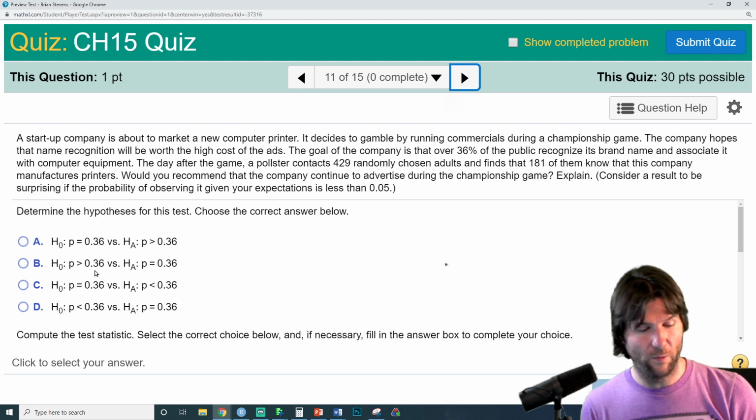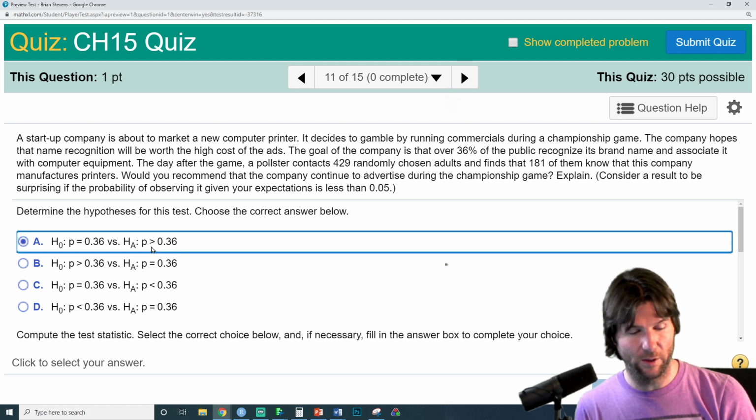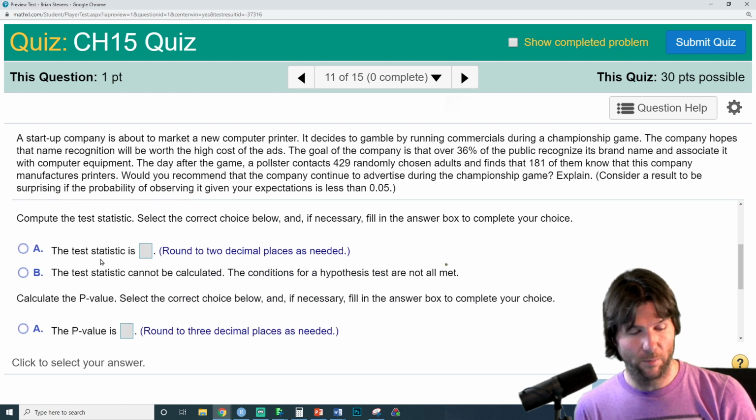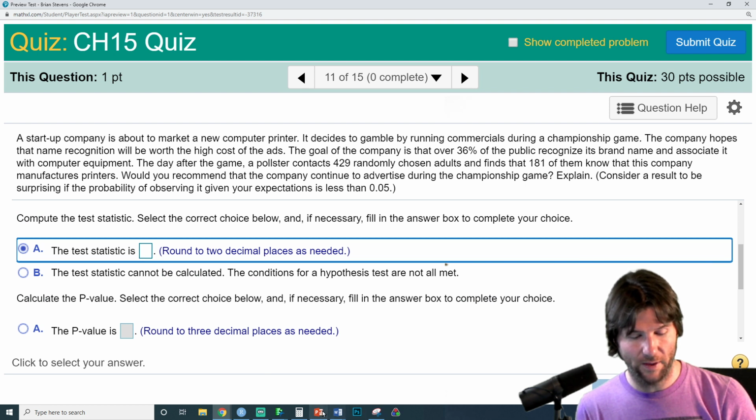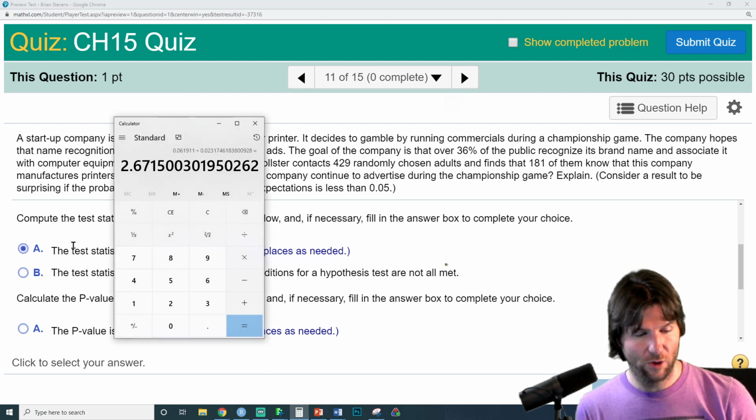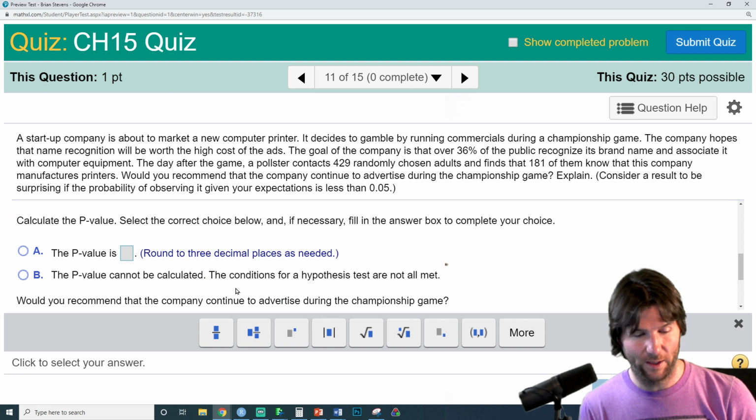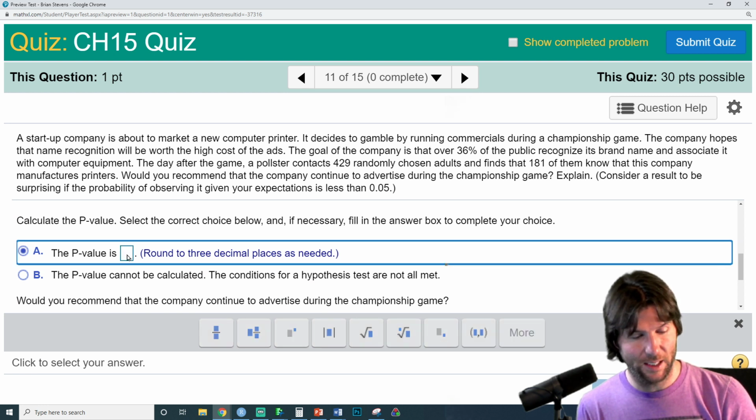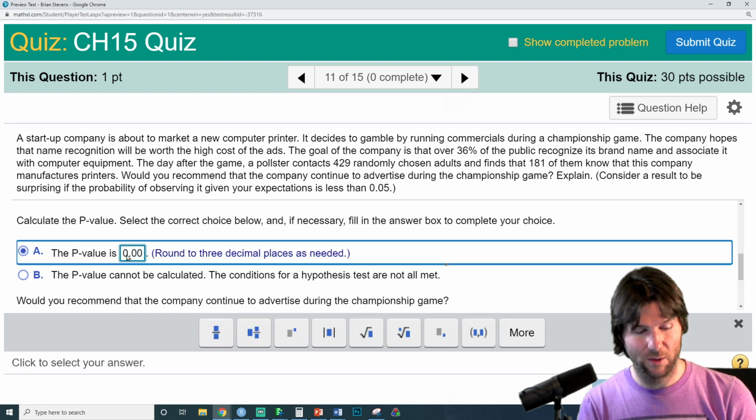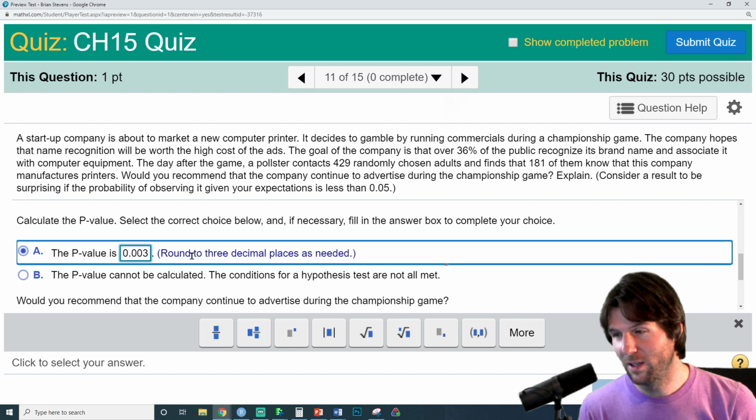So we're testing that it's equal to, and we're looking for evidence that it's greater than. Compute the test statistic right here. We solved that out. We took some good guesses at it. 2.67, we copy that in, we put it in here, and we delete down the decimals. Easiest way to make sure we round it right. Make sure you round at the end. And the p-value to 3 decimals, 0.003.